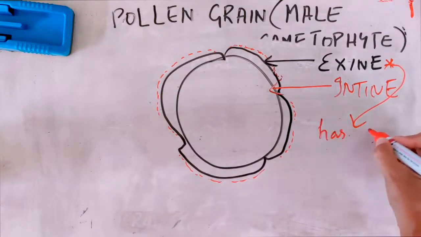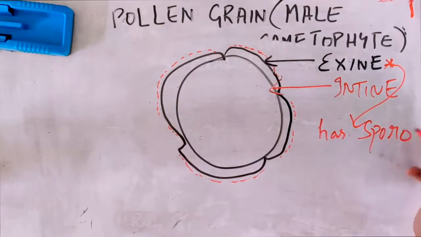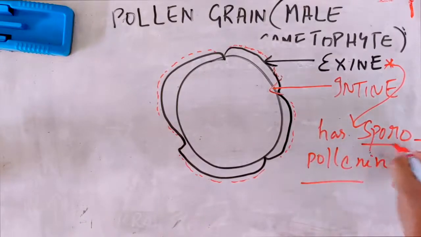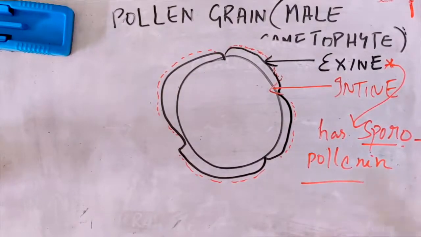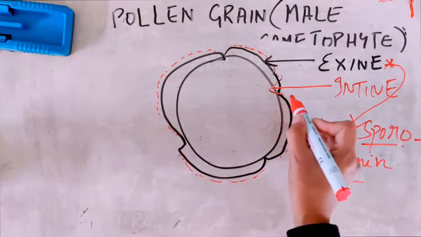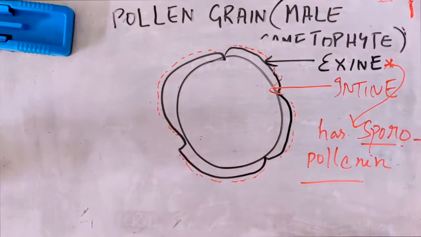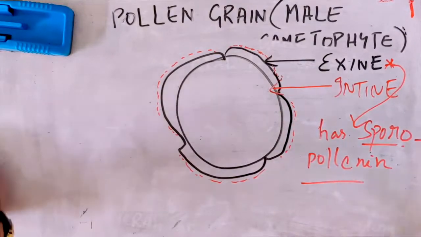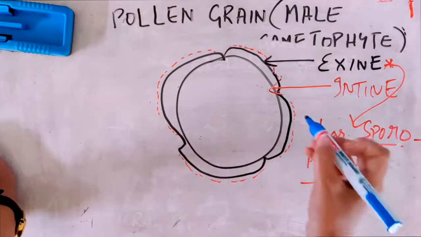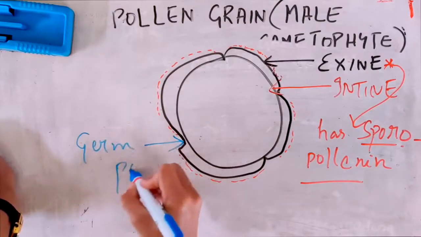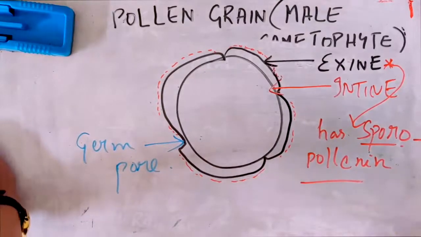We call it exine, which has sporopollenin. Wherever there is an exine, sporopollenin is contained. But here, did you see the constriction here? Here sporopollenin is absent. It is known as germ pore. So, the places where the sporopollenin is absent, it is known as germ pore.